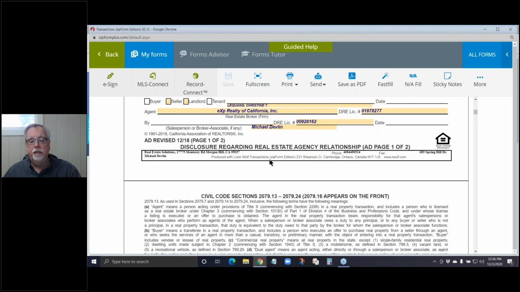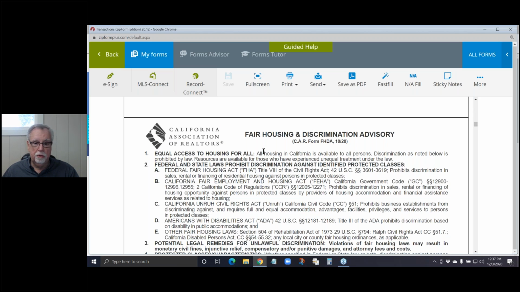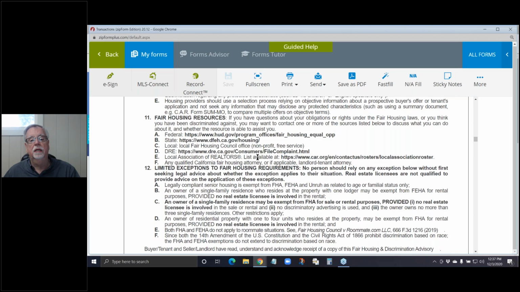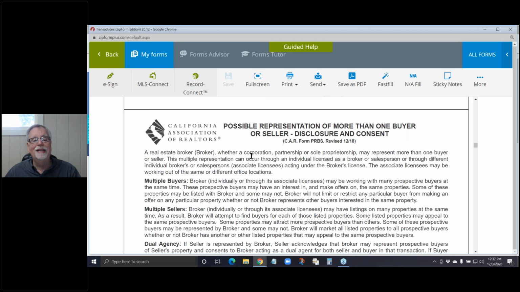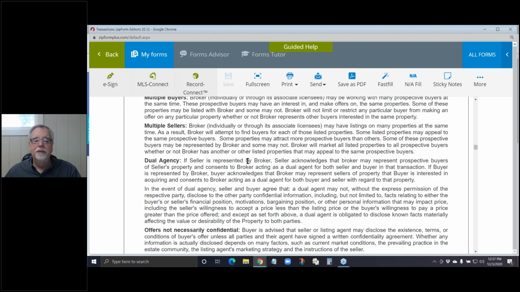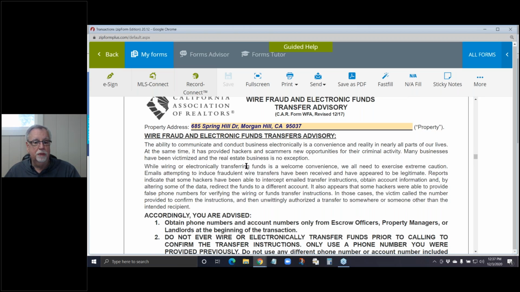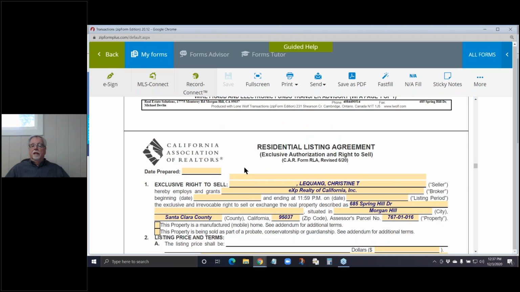But this is agency disclosure. That's for another class. Fair housing and discrimination advisory. Read that, but we're not going to cover it today. The possible representation of more than one buyer or seller disclosure and consent. I'm not going to go through that today because this is about the residential listing agreement, wire fraud, and here we are. We have finally arrived.